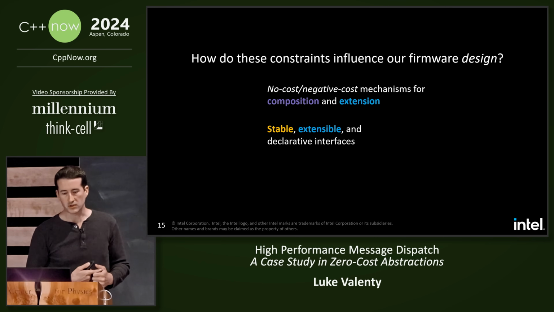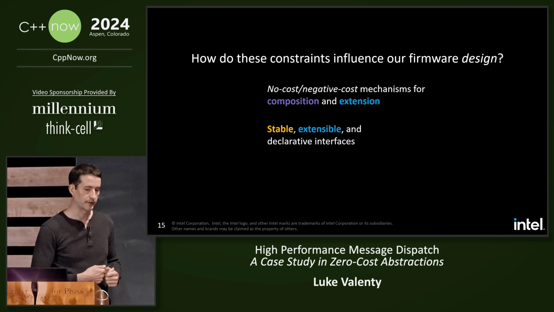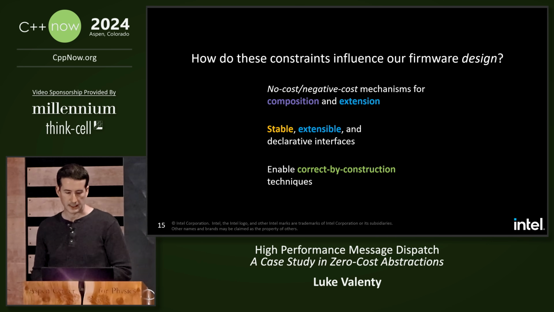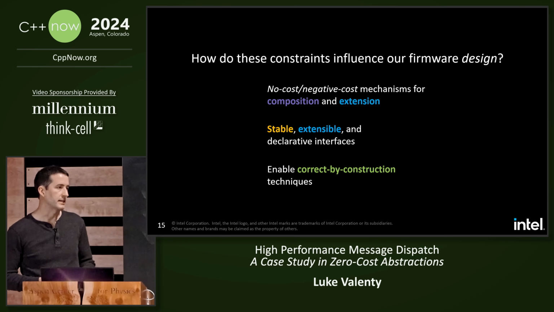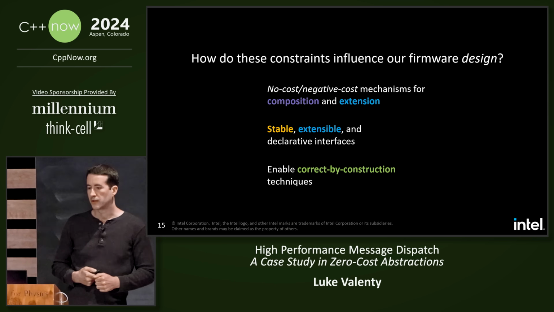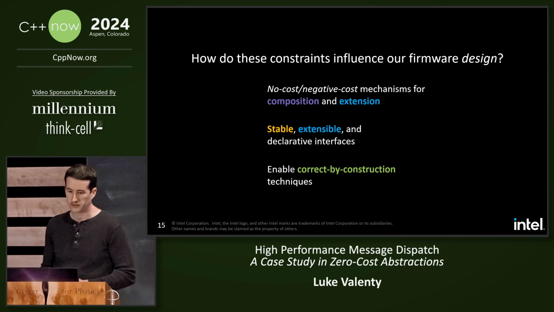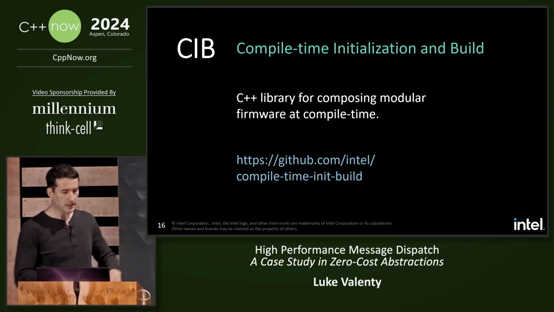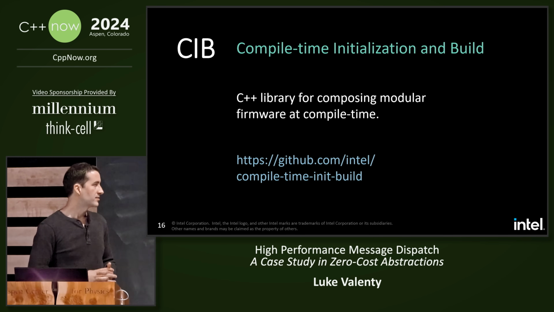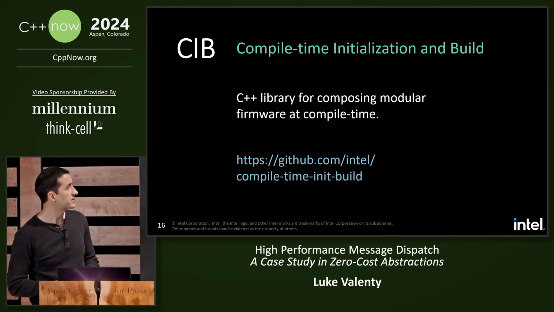We need stable, extensible, and declarative interfaces. And I should have actually emphasized declarative more than anything else. And we want to enable correct by construction techniques. So the more things that we can prove at compile time, the fewer things there are to fail at runtime. And so based on these constraints and based on past suffering, we've developed this pattern.